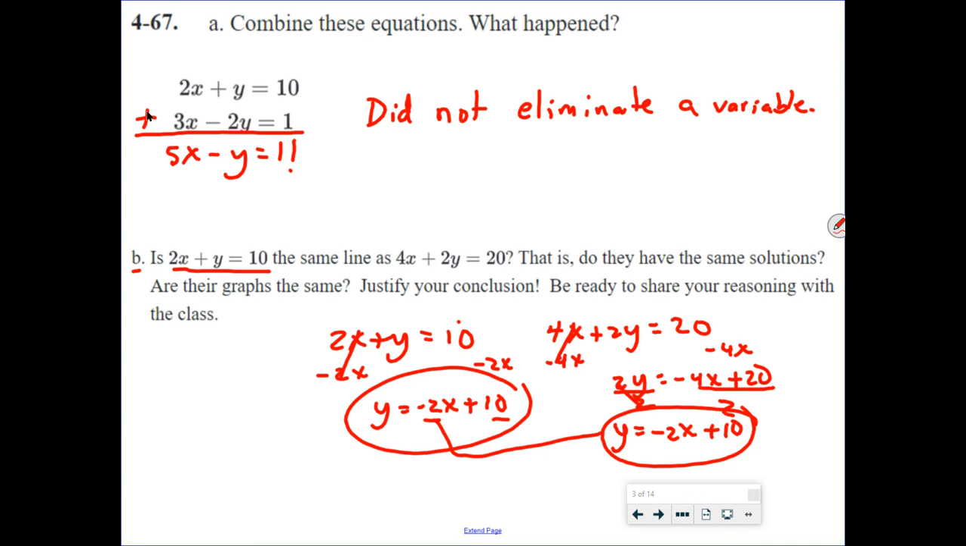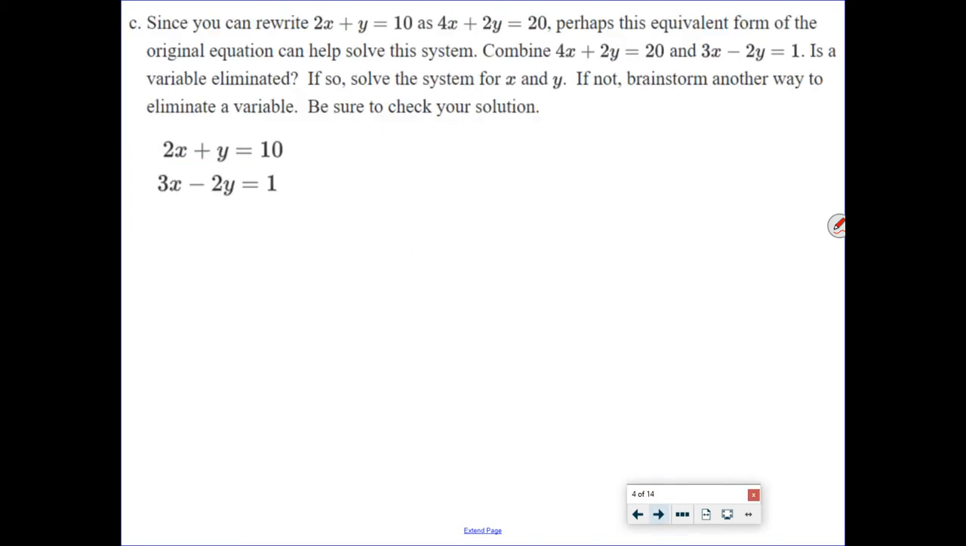2x plus y equals 10 and 4x plus 2y equals 20 are the same thing. Why does that matter? Well, here we go. Since you can rewrite 2x plus y equals 10 as 4x plus 2y equals 20, perhaps this equivalent form of the original equation can help you solve the system. Let's combine that now.